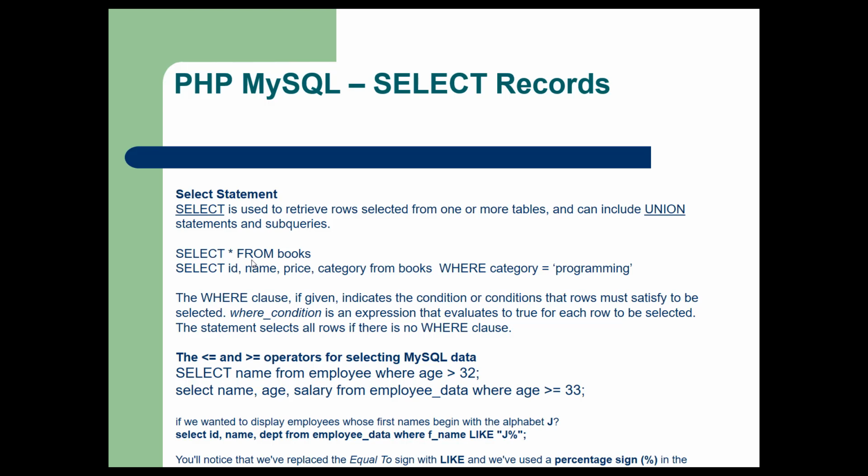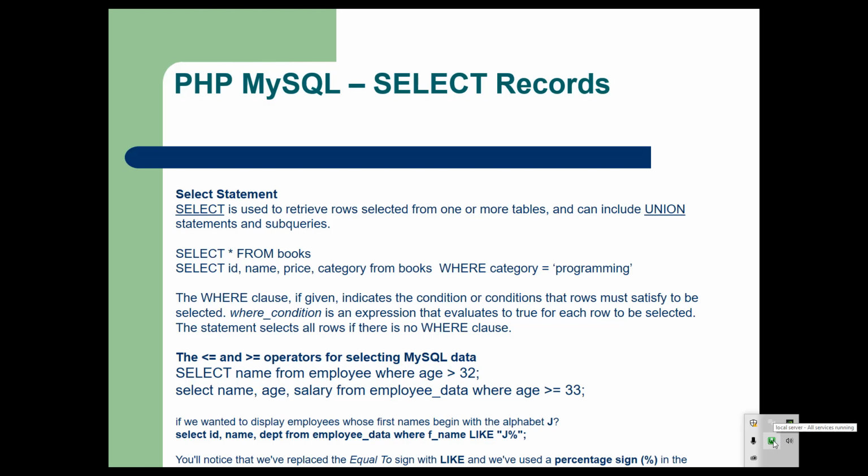But if we need some of the columns to be fetched, we can specify those columns inside the select query by omitting star. And if we add a where clause in the query, it will filter the results based on this condition. So in this query, only those records will be selected where category equal to programming. We can also restrict the results using less than equal to or greater than equal to operators for MySQL.